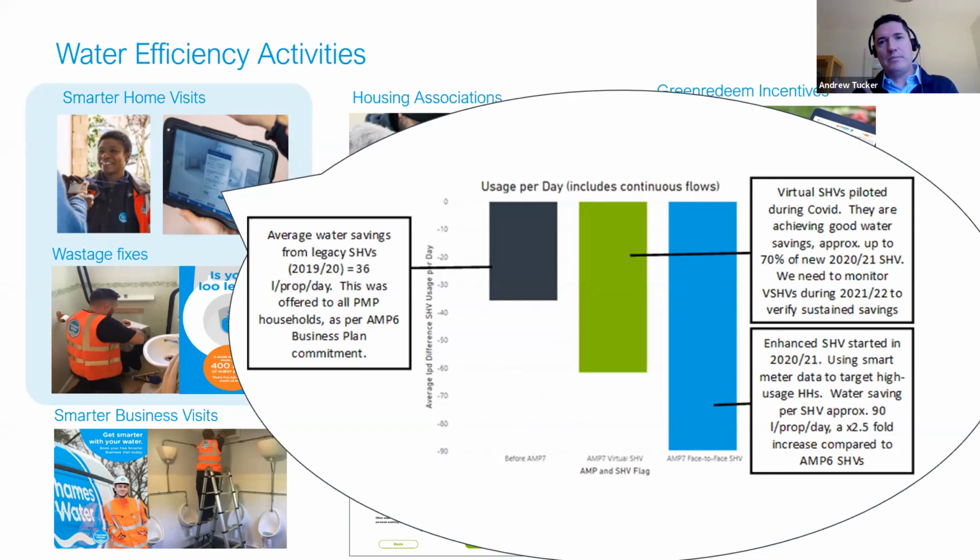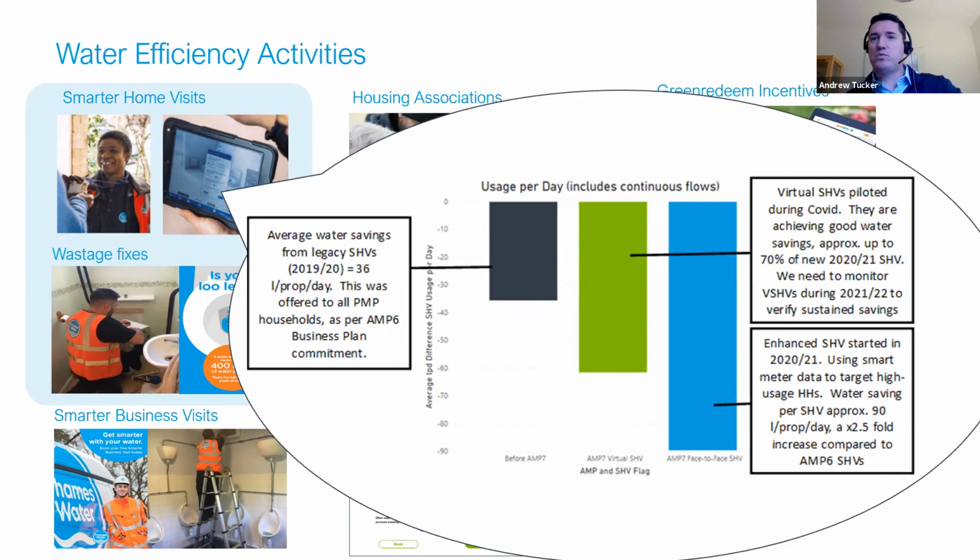Smart meter data enables us to pinpoint. So that big battalion has turned into a bit of a special forces unit, and we're now better targeting households that are either using more water or losing more water through wastage. So it's better bang for buck, and that graph shows our conversion of an old smarter home visit, a water efficiency retrofit, and behavior change advice visit.